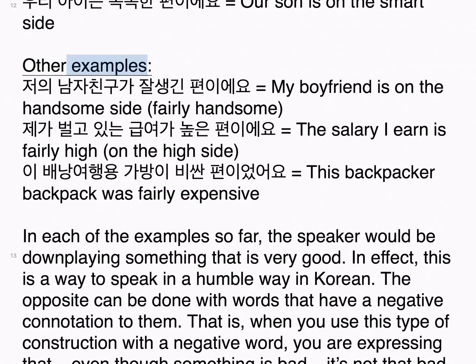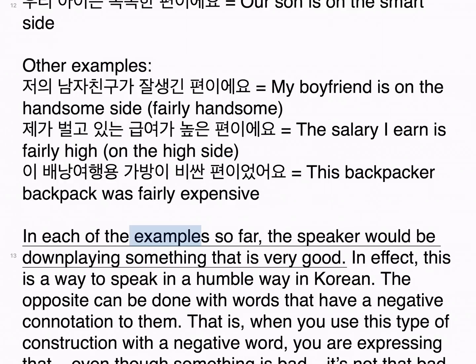Other examples. 저의 남자친구가 잘생긴 편이에요. My boyfriend is on the handsome side, fairly handsome. 제가 벌고 있는 급여가 높은 편이에요. The salary I earn is fairly high, on the high side. 이 배낭여행용 가방이 비싼 편이었어요. This backpack was fairly expensive.